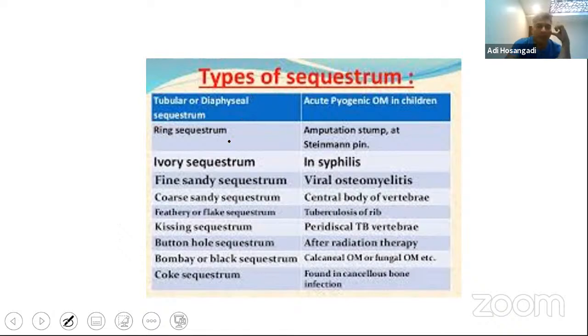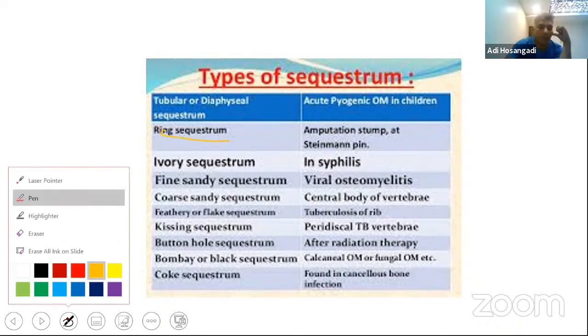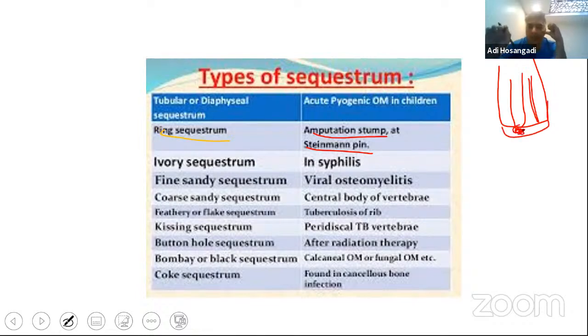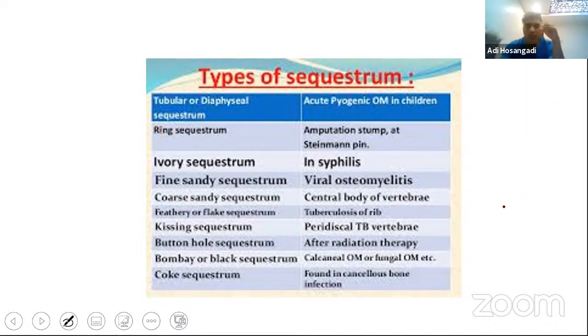Ring sequestrum is seen in two things: amputation stump and Steinmann pin. Please remember, whenever you do a below knee amputation, imagine this is the tibia and this is the fibula. You elevate the periosteum and close this, and the end of the bone sometimes becomes devascularized. Imagine the end of the tibia looks like a ring. So ring sequestrum is seen in amputation stump and in external fixator.